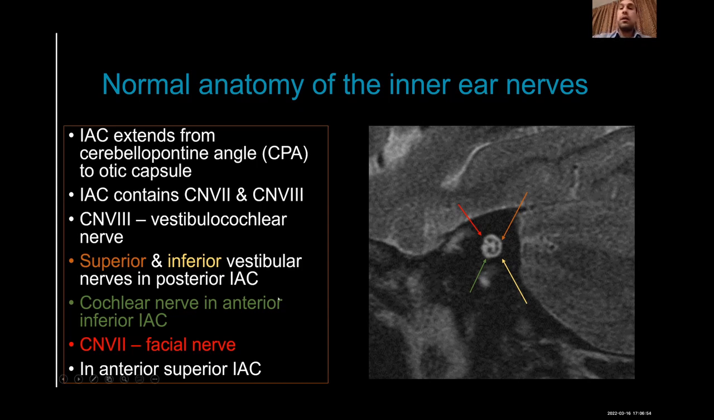In the MRI, the nerves: 7 is up, the facial nerve, and anterior is the facial nerve. Here the posterior and inferior is the cochlear nerve, and posteriorly the vestibular nerves, superior and inferior vestibular nerves.